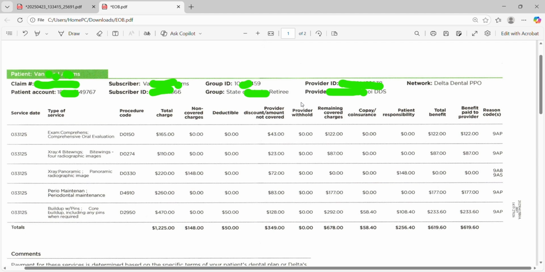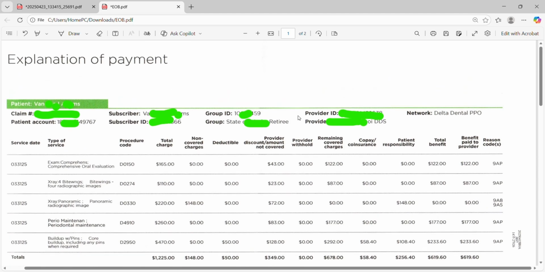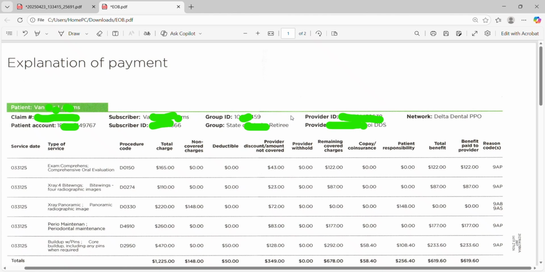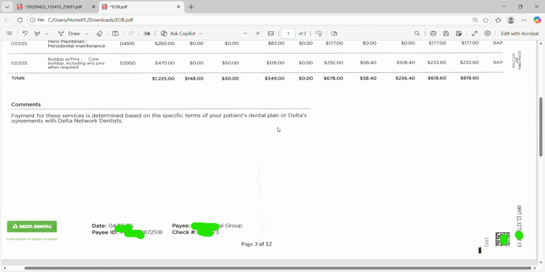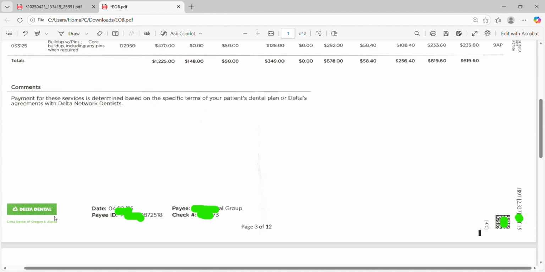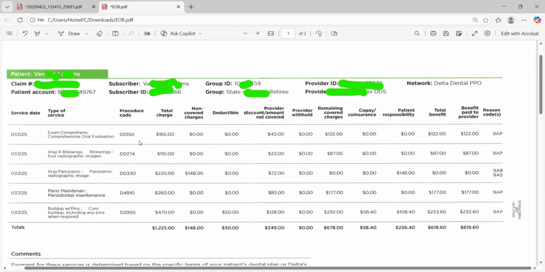Hello everyone, this is Gerson, and today I'm going to share how to interpret or understand the explanation of benefits, or EOB. Alright, so this plan is for Delta Dental of Alaska. Let's start with these procedures. We have D0150, D0274 for PIME, D0330 for Pano, 4910 for PMT, 250 for build-ups.